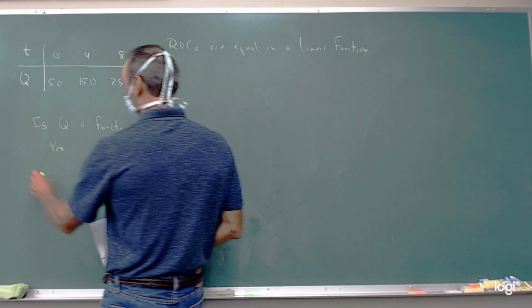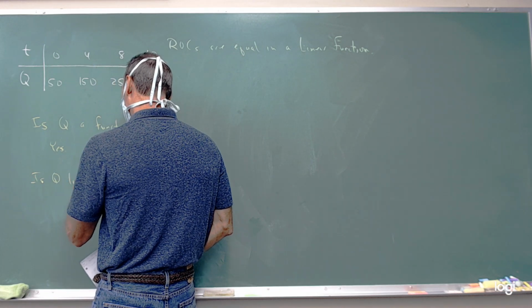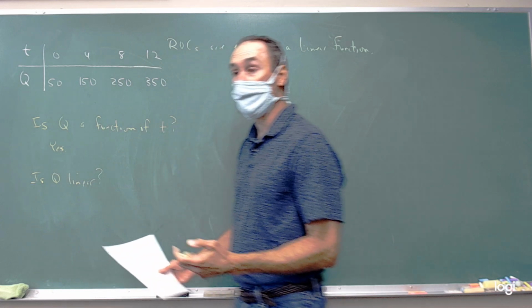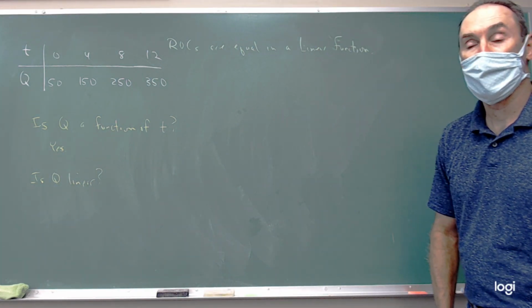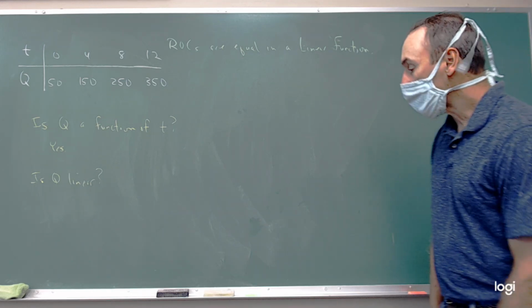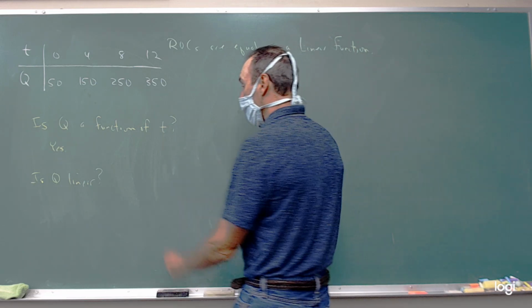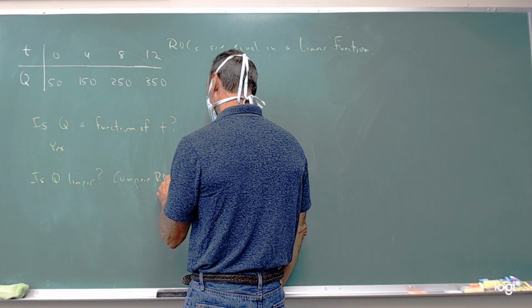Okay, then the next question is, is Q linear? And how are we going to justify that? So how do we do that? What's the plan? Find the rate of change between points. Yeah, so you got to look at different rates of change. So we have to compare the rates of changes.